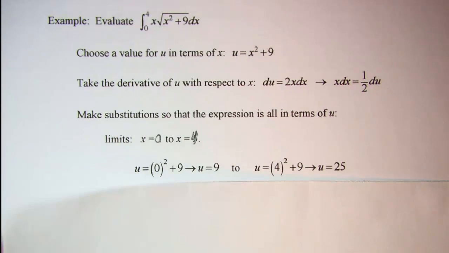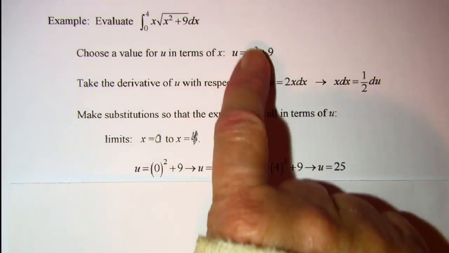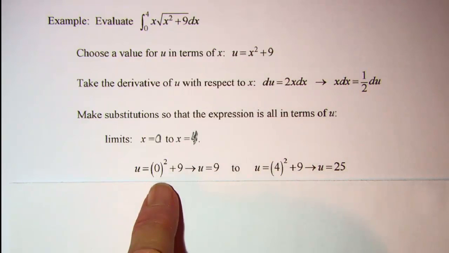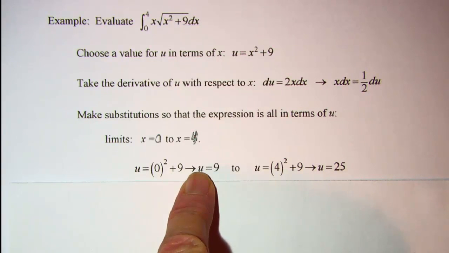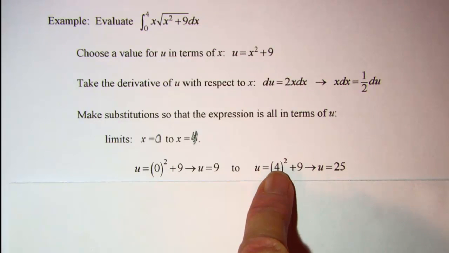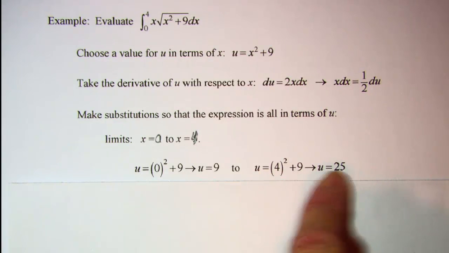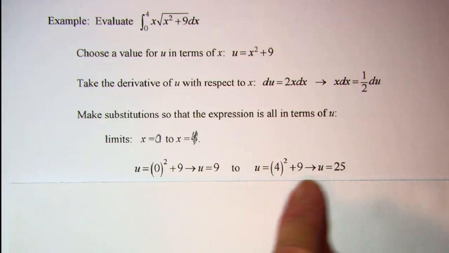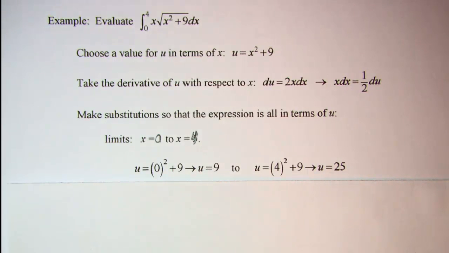So when we do our u substitution, when we put 0 into this expression, we have u equals 0 squared plus 9. So u is equal to 9. And then when we put 4 into that equation, we have u equals 25. So now our new limits of integration are from 9 to 25.